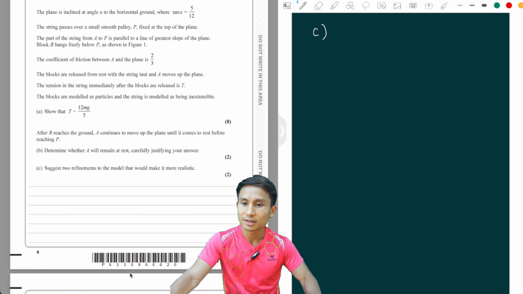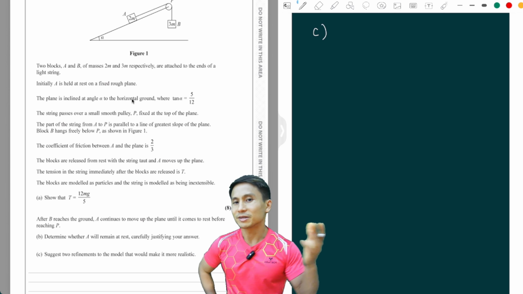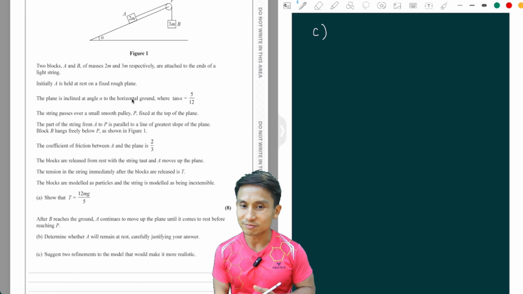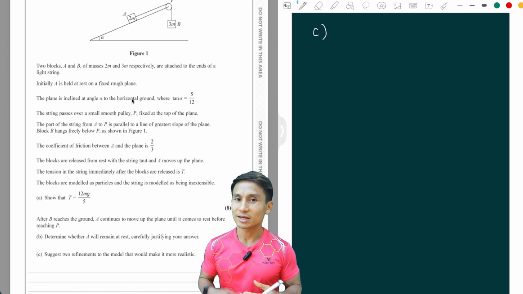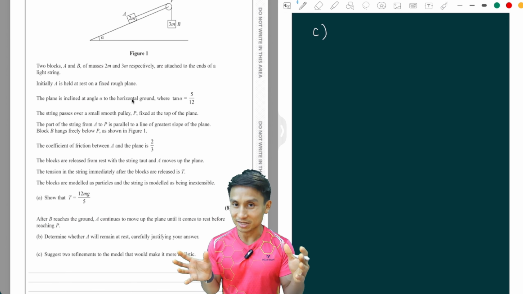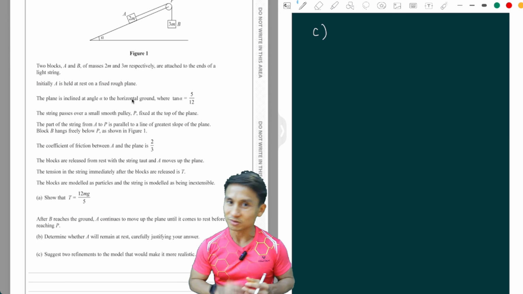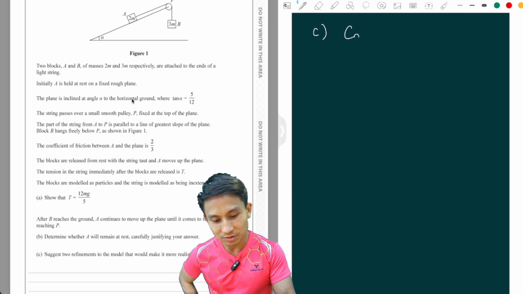Next, part C. Suggest 2 refinements to the model that would make it more realistic. Well, how do you make this more realistic, right? Well, first thing first, you assume a lot of things. You assume that the string is inextensible, right? And second, the pulley, you assume that it was smooth. So if you account for the friction on the pulley, then the tension on either side might not be the same, right?